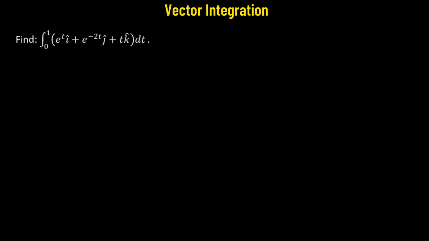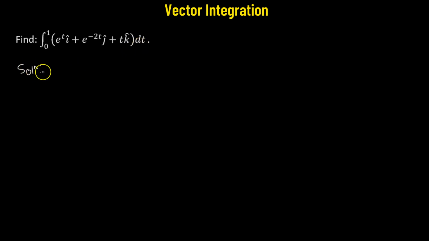We need to find the value of the given definite integral. So here we have a vector valued function, e raised to the power of t i cap plus e raised to the power of negative 2t j cap plus t k cap, and we have to integrate it with respect to t. So let's begin.